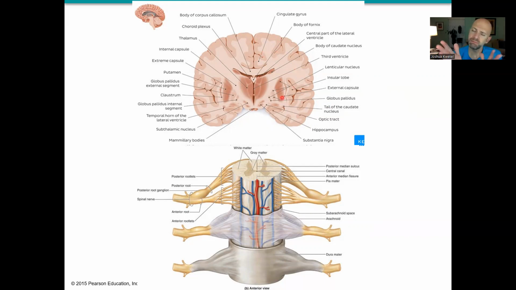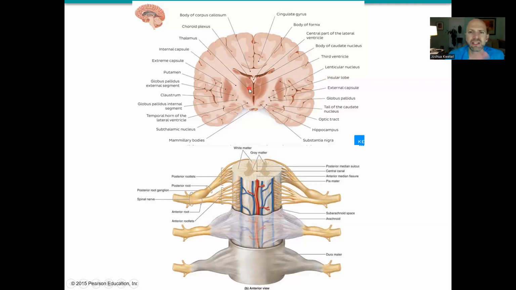Now, I put the slide up here to point out the difference between the orientation of white matter and gray matter in the brain versus the spinal cord. Remember, in the spinal cord, the white matter is on the outside, on the exterior, and the gray matter is on the inside. That H or butterfly shaped tissue is the gray matter. That's internal, the white matter surrounds it. In the brain, it's reversed. The white matter is on the inside, and the gray matter is on the outside. So that's something to keep in mind.